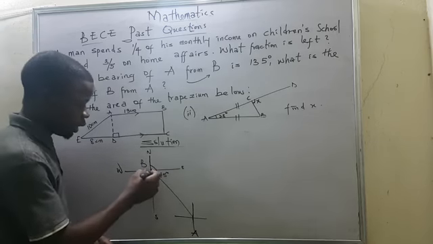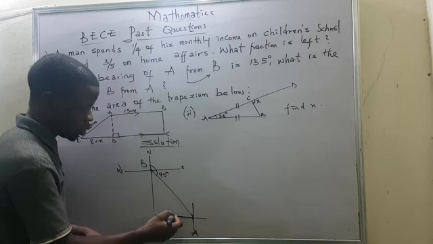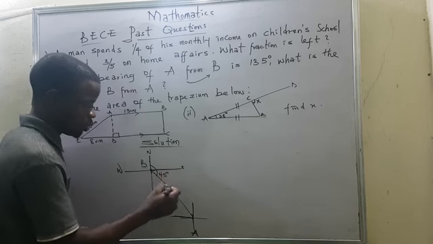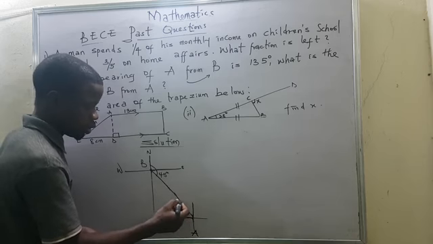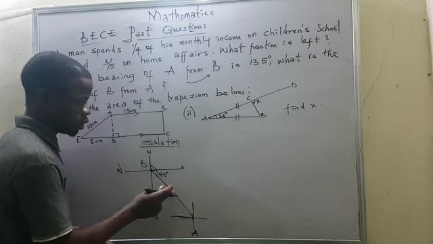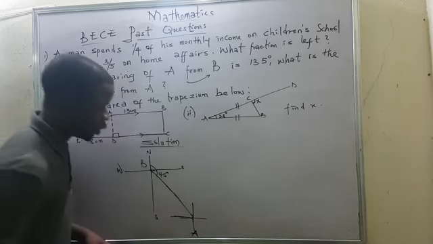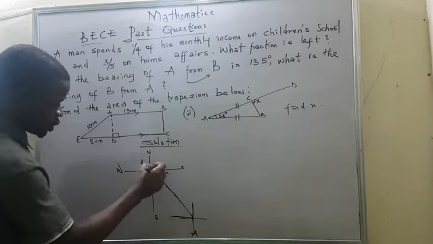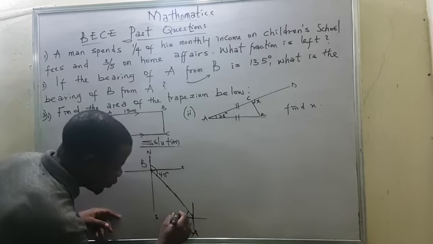So by alternate angle, look at this. This is a Z angle. Are you seeing the Z angle? This is Z. Are you seeing that? So that is a Z angle. This angle and this angle, they are alternate angles. So this should be 45 degrees.